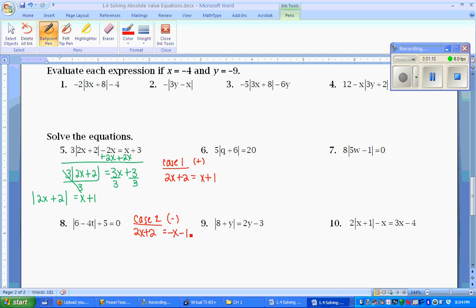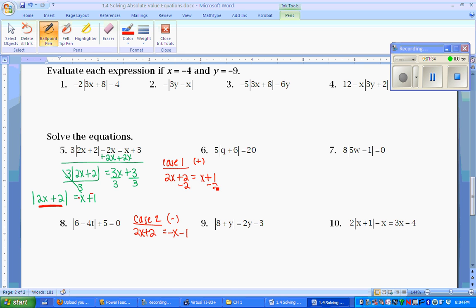We distribute that negative through on the right side. Remember, it's not this part right here that you're changing the sign for. The 2x plus 2 stays the same in each case. It's this right here. In this case, we would have positive x positive 1. And then in case 2, we want to make sure we distribute a negative straight through, and that's where this comes from. Once we're here, we just go ahead and solve.